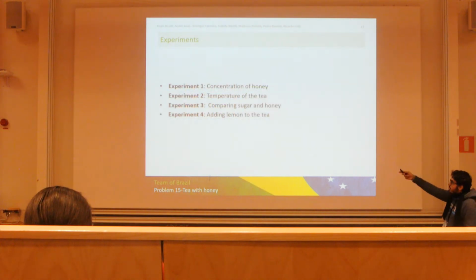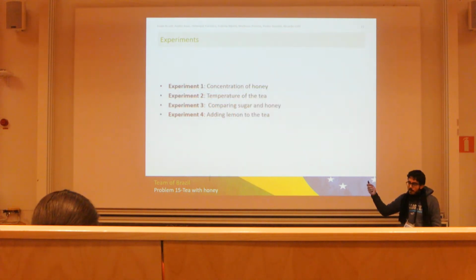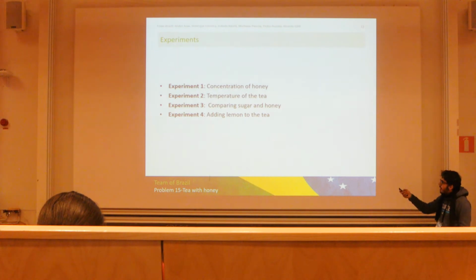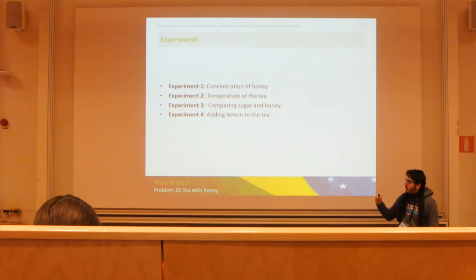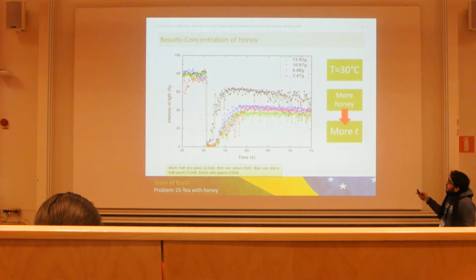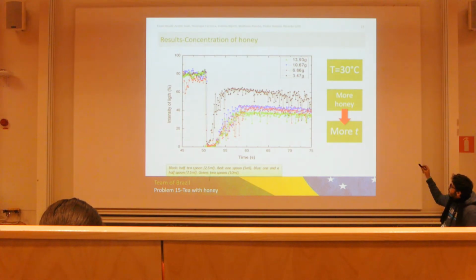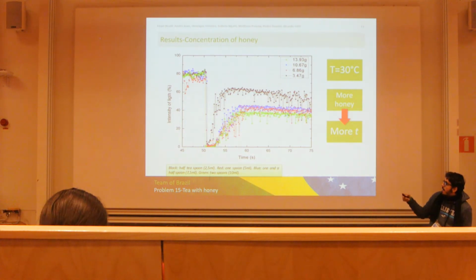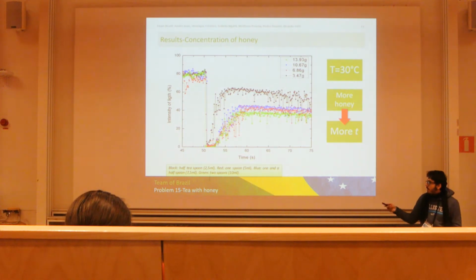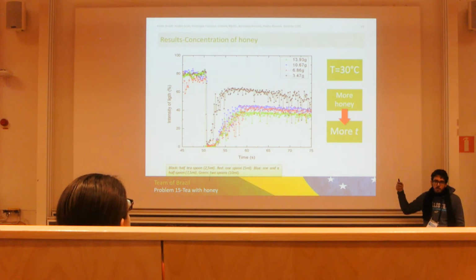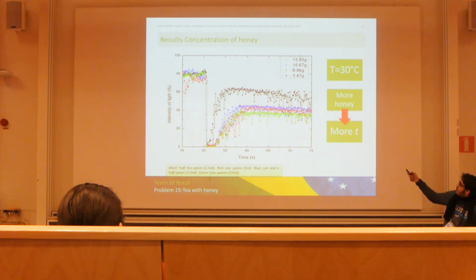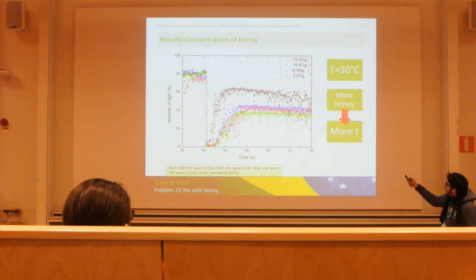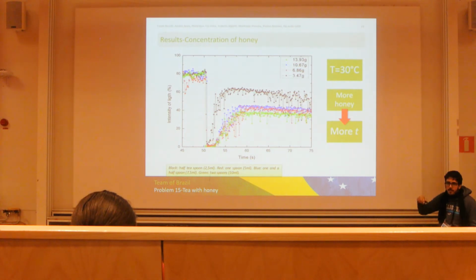So I'll make 4 experiments concerning the concentration of honey, temperature, comparing sugar and honey, and also the addition of lemon. Here we can observe the graphs for the concentration of honey, considering half a teaspoon of honey and 1, 1.5 and 2 spoons of honey at a temperature of 30 degrees Celsius. And we can see here that the more honey we have inside the vessel, the more time we have for stabilization.